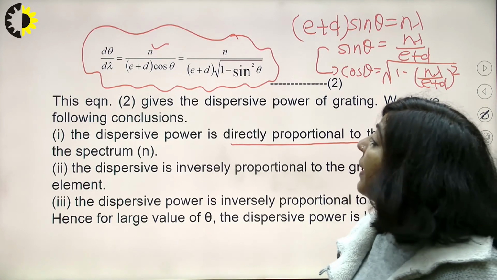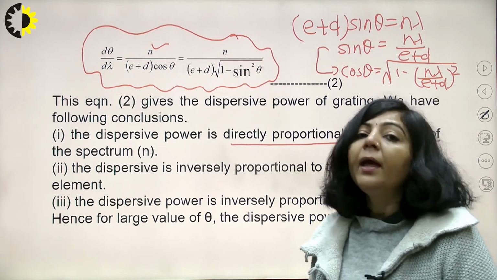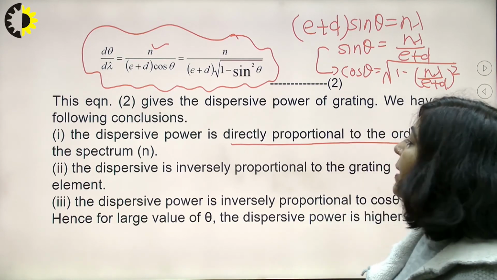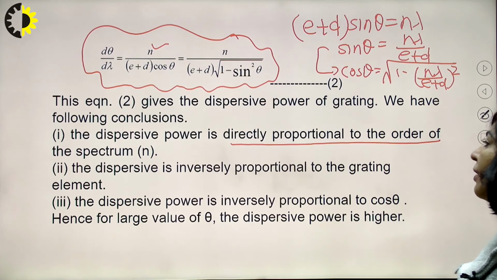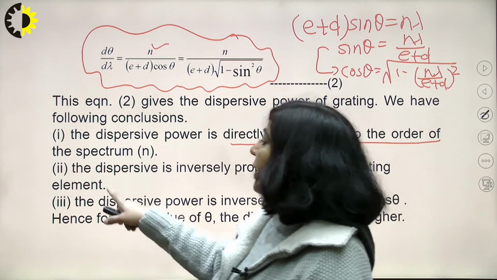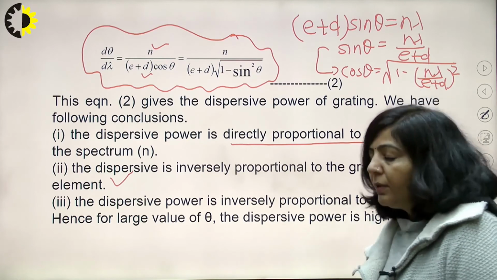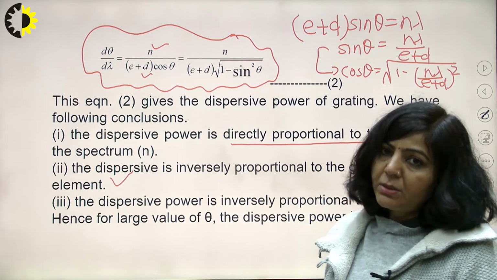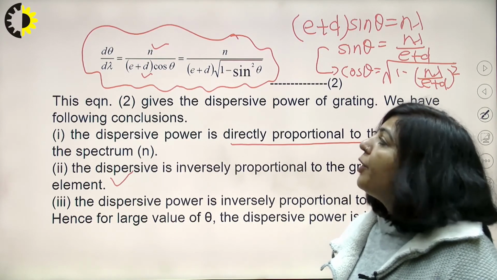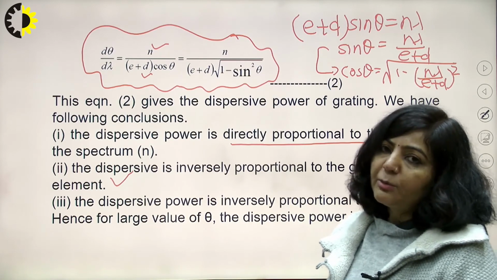Means d theta by d lambda directly depends upon N. So that is the first conclusion. Second, the dispersive power is inversely proportional to the grating element. You can see here that d theta by d lambda inversely depends upon e plus d. So the smaller the grating element, the greater will be the dispersive power.